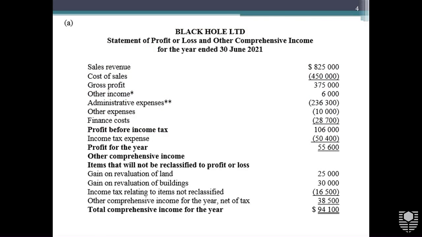Right, so we've got admin expenses there. We've got other expenses of 10,000. So tick that off. All right, that's under the admin expenses. And then we put in our finance costs of 28,700 from that note. Okay, from the additional information, item A. So our profit before income tax, 106,000. Our income tax expense of 50,400 has been provided to us.